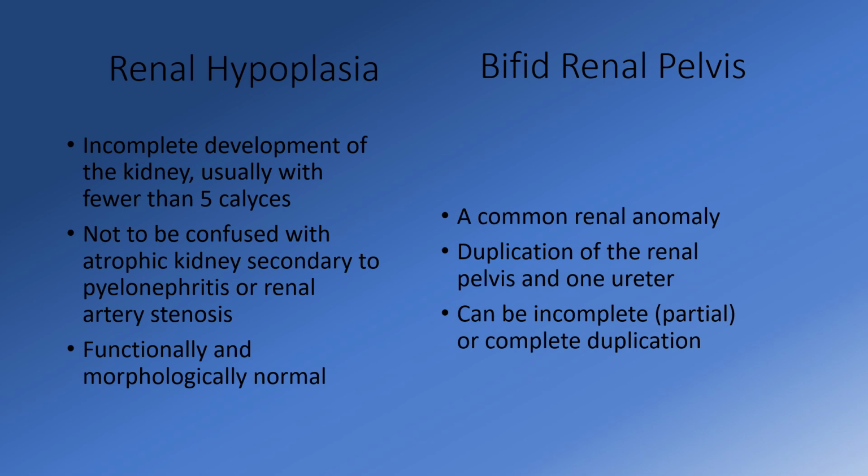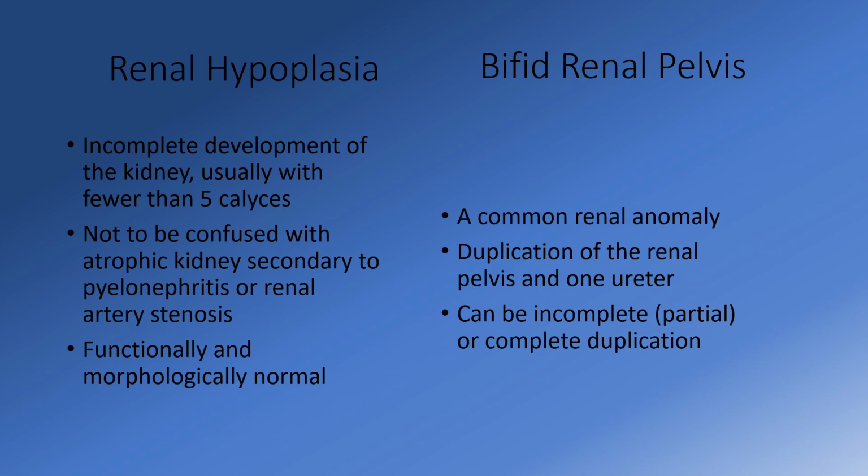So you want to make sure that it's not kidney atrophy, that it's not an atrophic kidney secondary to something like pyelonephritis or chronic kidney disease or renal artery stenosis. So what you want to do is check those things that would go along with those pathologies and make sure that they are absent. So with chronic kidney disease, as the kidney atrophies, it tends to get isoechoic to the surrounding tissues. It becomes very hard to see.